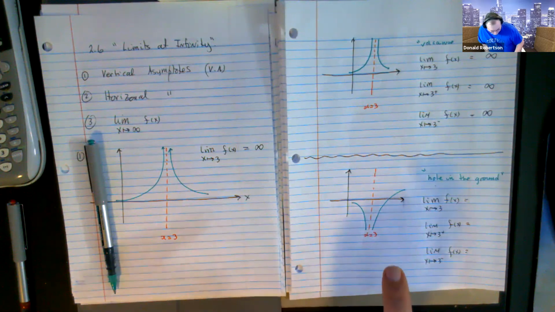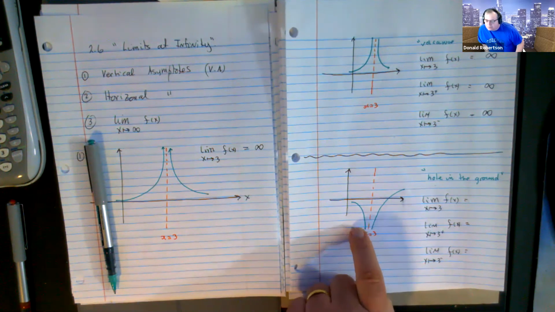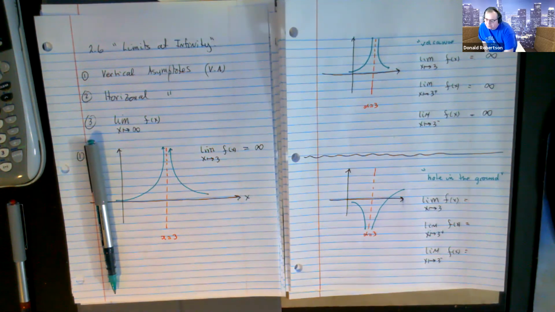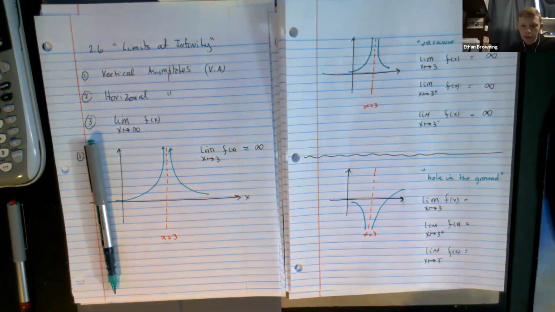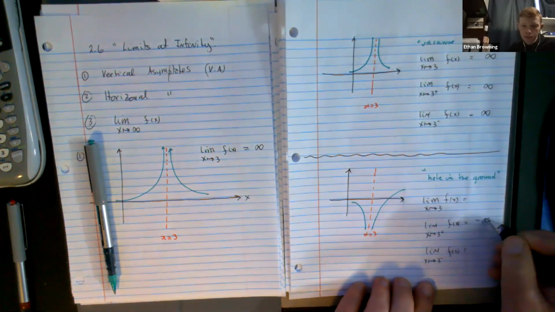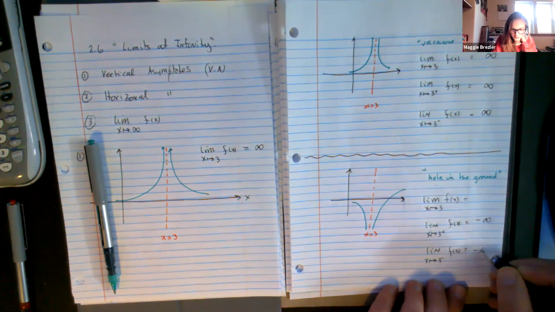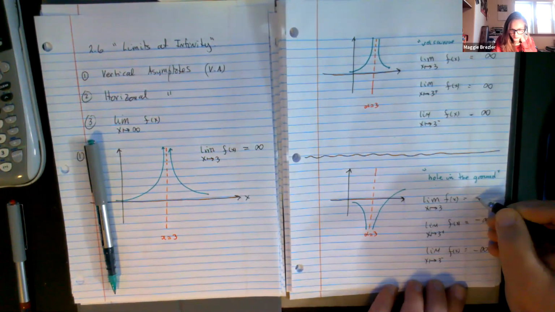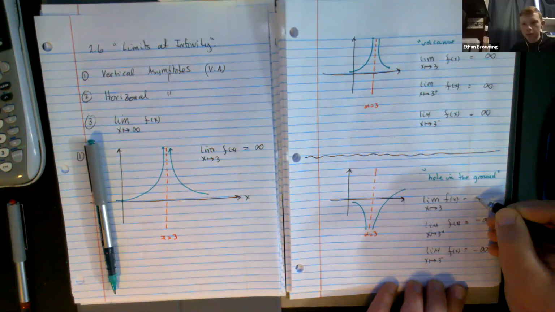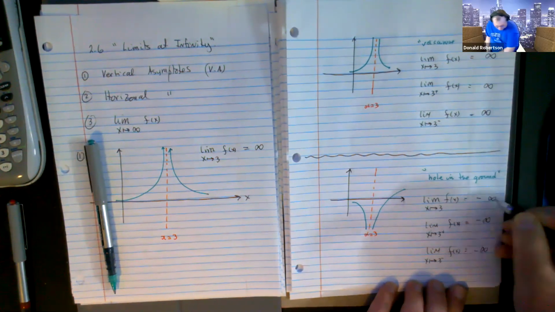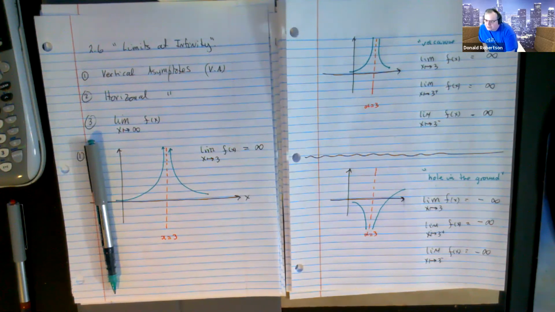No particular order. What is the right limit on this fella? Negative infinity. What about the left limit? Negative infinity. So what's the overall limit? It's not meant to be a trick question. Negative infinity. Negative infinity. Can you see in those 2 circumstances, doesn't an overall limit exist?